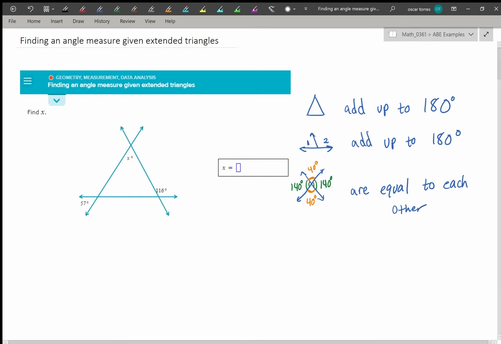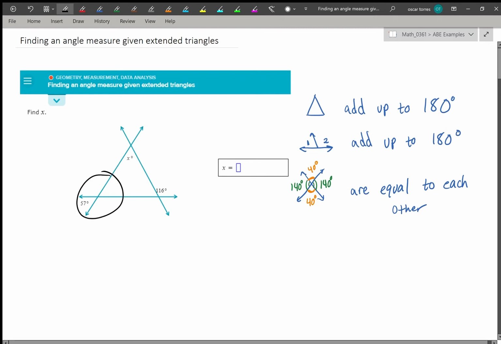With those concepts in mind, let's look at this problem. So if we look at this problem, we'll notice that we have a triangle in the center, but we have these angles on the outside of the triangle. My main goal is to have angles within the triangle. We don't want to deal with angles that are outside of the triangle. So if we focus on one of those angles, let's say we focus on this 57, I want to use that 57 to figure out what angle is inside of here.